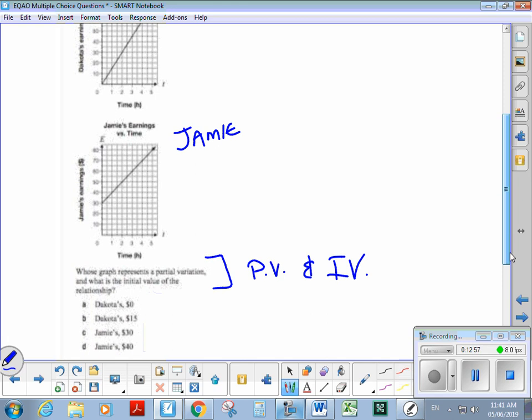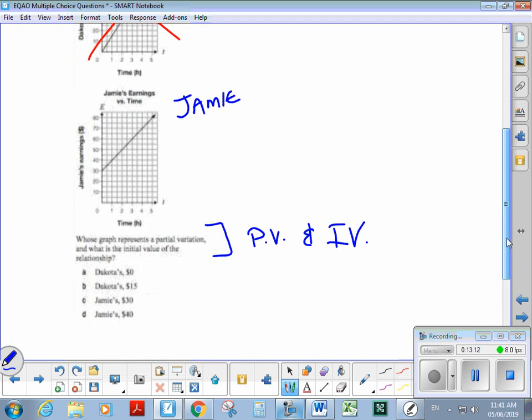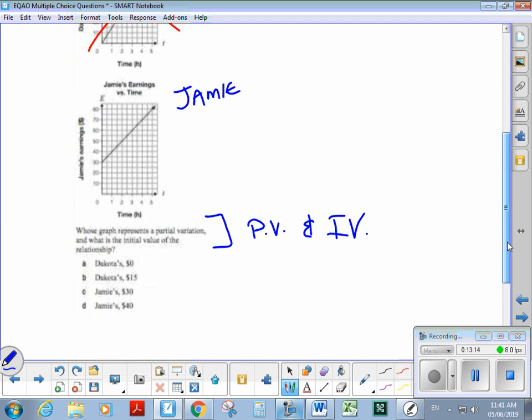Okay, partial variation. Partial variation does not go through 0, 0 or the origin. So people who are saying Dakota is a direct variation, you are correct. Dakota is not the answer, so it is Jamie who is the answer. So when we look at Jamie's, we need to figure out what is the initial value. It's located right there. So 10, let's go up by 10, so it's $30.